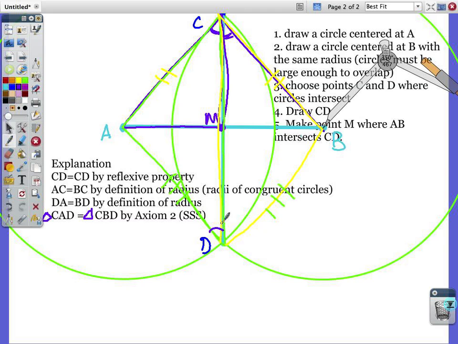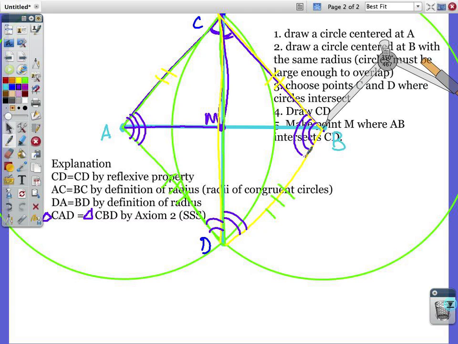Angle ADM is congruent to BDM. And we know one more set of congruent angles. Angle A, this one, is congruent to what? CAD is congruent to CBD. Okay. Now we don't need all of that information, but all of that is true.